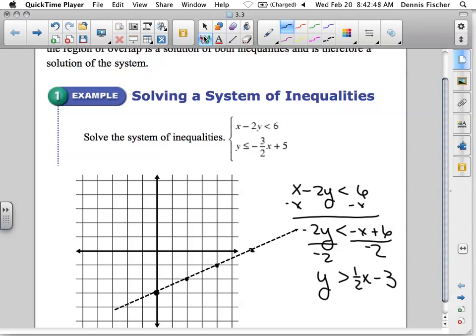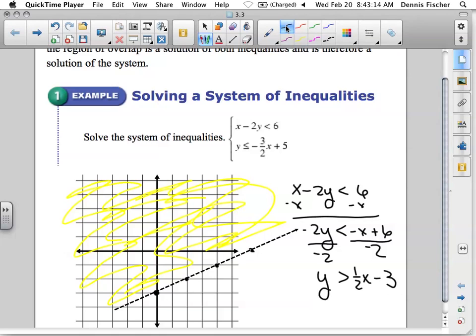Okay? So now I tried 0, 0 and it worked. So what am I going to do? Shade on that side. So I'm going to shade on that side. Let's go with this one. So I'm up here. Good?